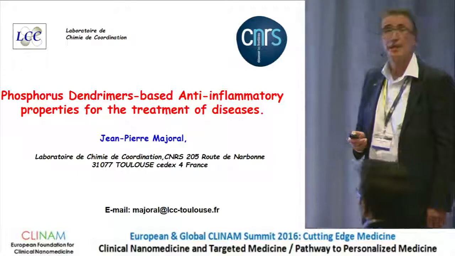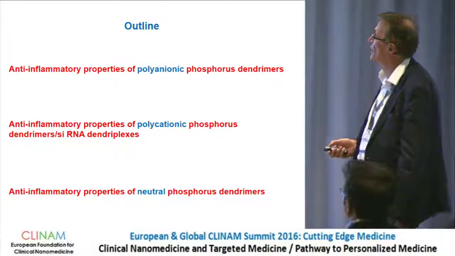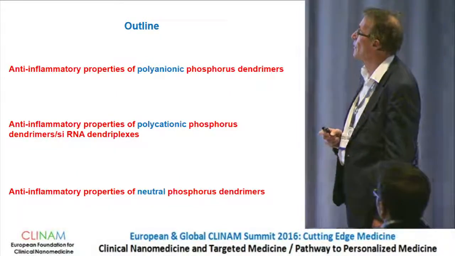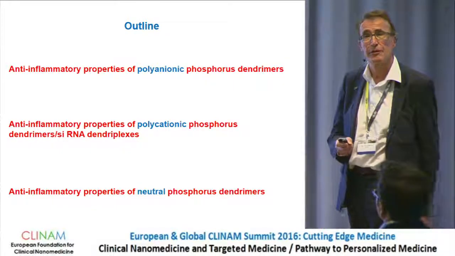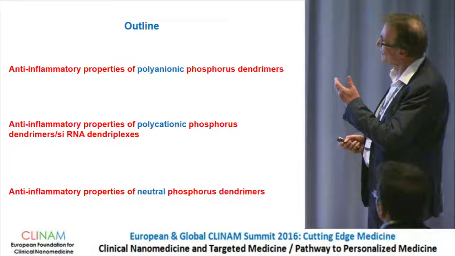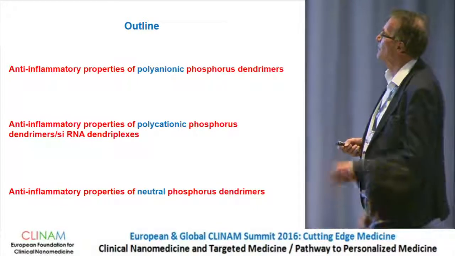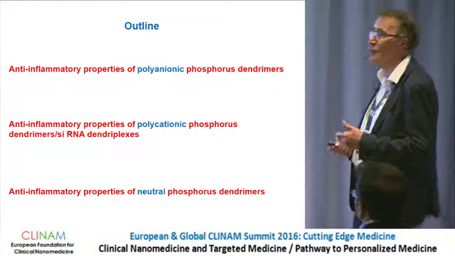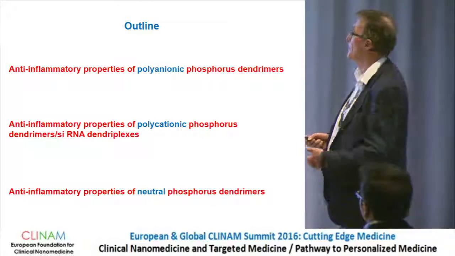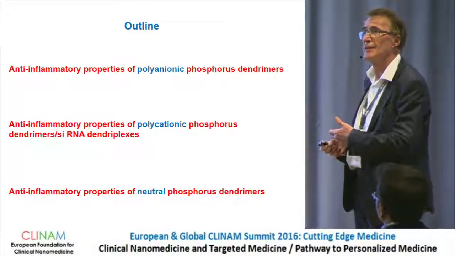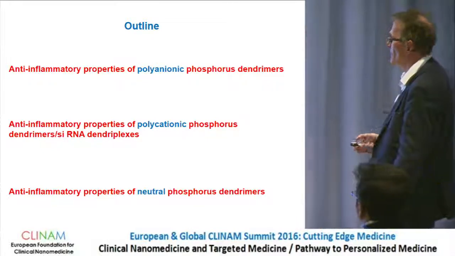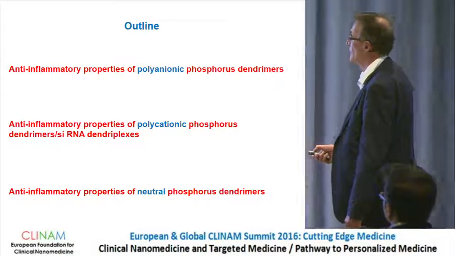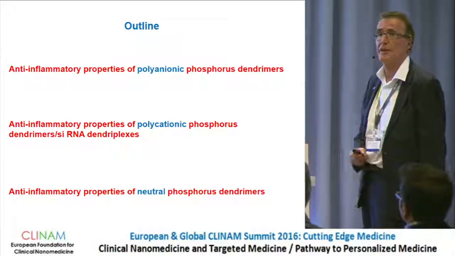In fact, I will divide my talk into 3 different parts. First, I will show you one example of the anti-inflammatory properties of polyanionic Phosphorus Dendrimers. Then the next step will be anti-inflammatory properties of polycationic Phosphorus Dendrimer small interfering RNA dendriplexes. In this case, the dendrimer is acting as a cargo. And then we will see anti-inflammatory properties now of neutral Phosphorus Dendrimers.